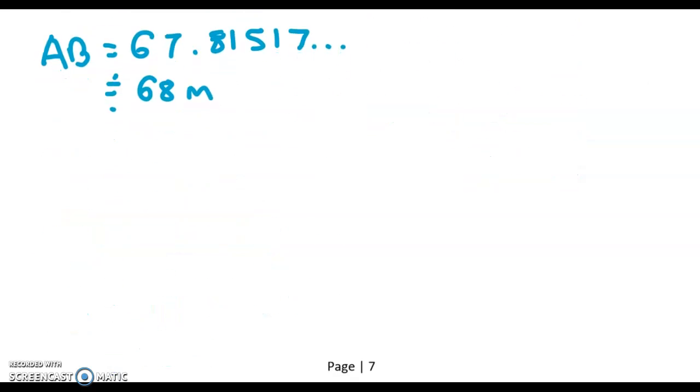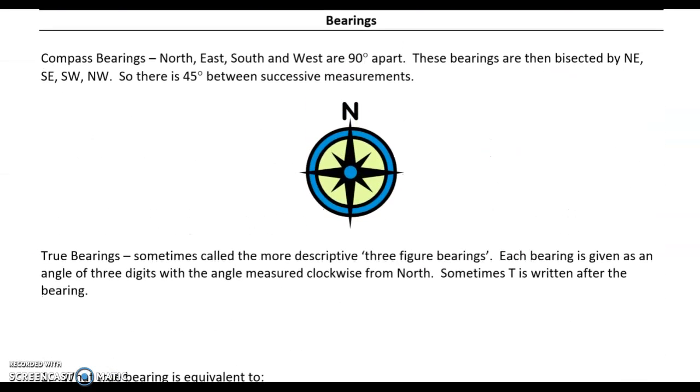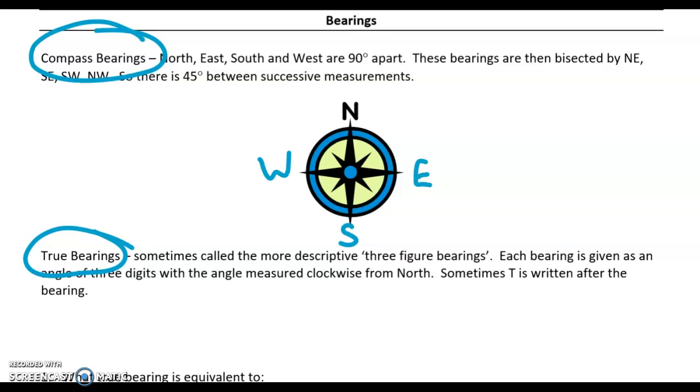Okay, moving on to having a look at bearings. There's two main types of bearings. There's compass bearings and true bearings. Compass bearings is sort of that common language that we know when we talk about bearings in terms of north, south, east, and west. And of course, they can be split further. So this would be like northeast there, southeast, southwest, and northwest.